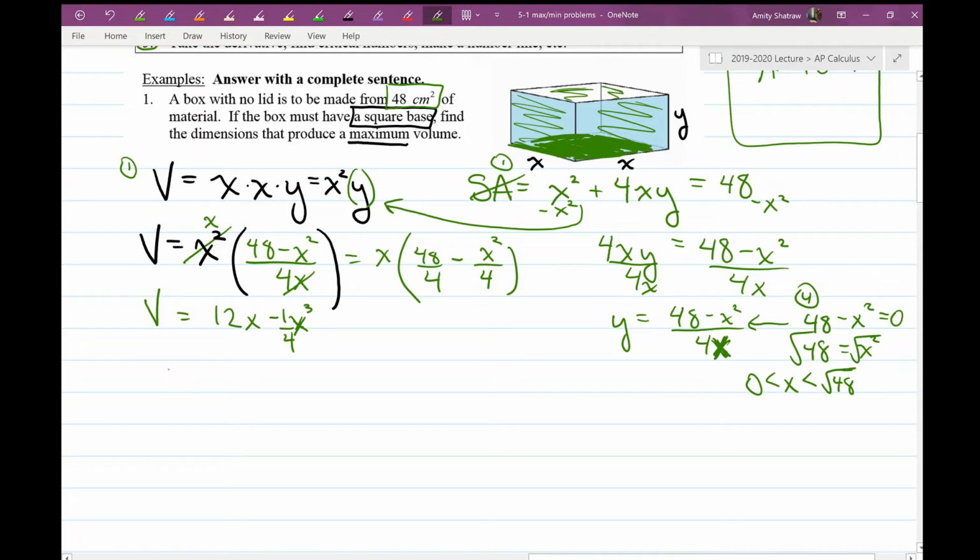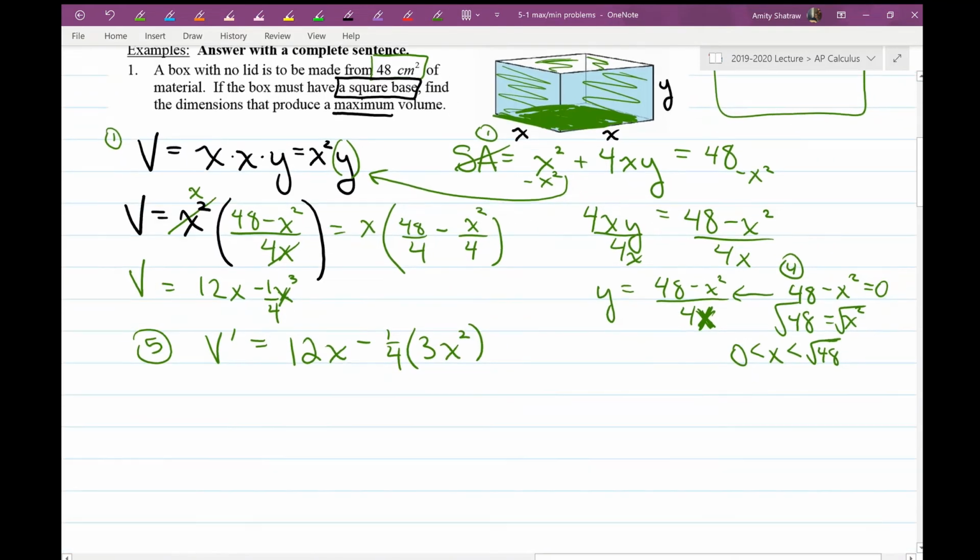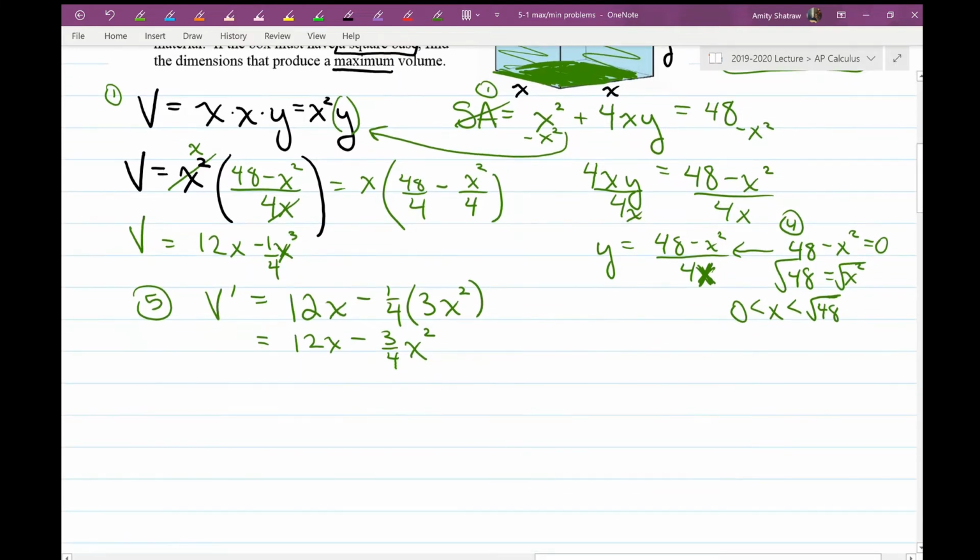So here I'm going to say step 5 is to take the derivative, and I say V prime equals 12x minus 1/4 times 3x squared. And that wasn't too painful. And in fact, I'm going to clean it up just a little bit. 12x minus 3/4 times x squared. Oops, sorry, that's a 12. My bad. This is a 12.